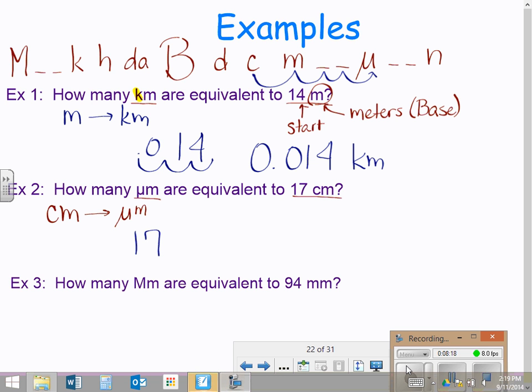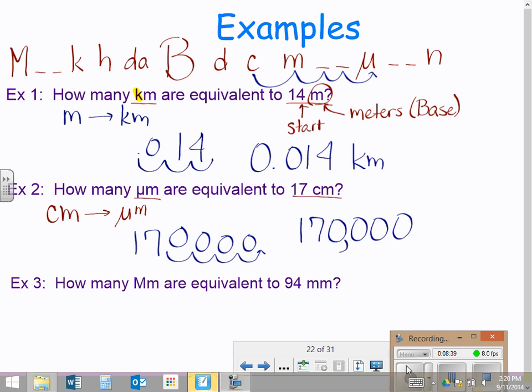This time I'm going to move to the right 4 times. Milli, blank, blank, micro. I'm going to replace all of those empty scoops with zeros. So my final answer is 1, 7, 1, 2, 3, 4. Put a comma in there to make it look nice, and then my new unit is micrometer.